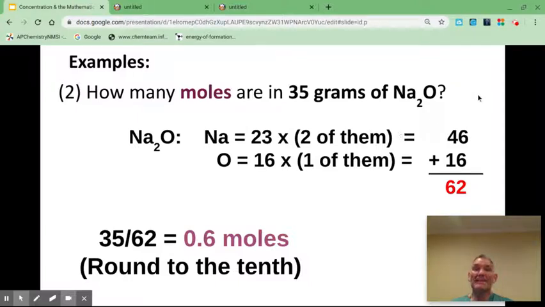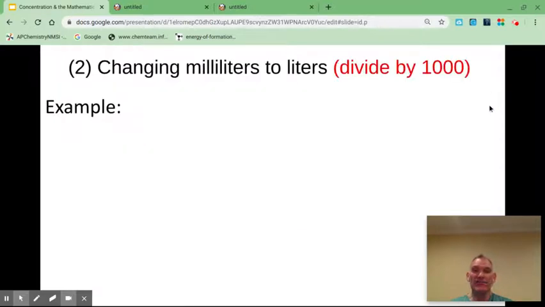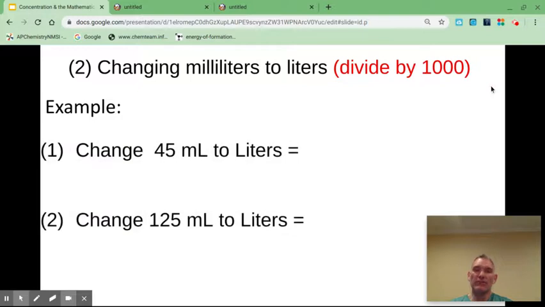Now, that's the first extra thing that could happen. The second extra thing, which is much easier to handle, is changing milliliters to liters. A lot of times in these problems, they don't give us what we need, which is liters. They'll give us milliliters. So to go from milliliters to liters, I just simply divide by 1,000. Now, I know some people are good at just moving decimal places over. You can do that as well, but I prefer to plug it in the calculator, divide by 1,000, so you make no mistakes. So here I have two examples to work on this process.